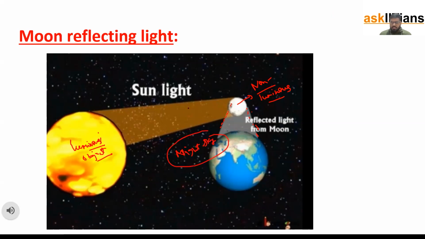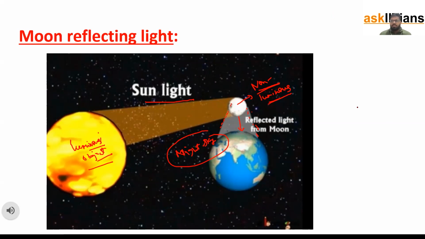So what is actually happening? Sunlight is coming on the moon. It is getting reflected from the moon, and from that reflection, it is reaching the earth. So whatever you see of the moon is due to the reflection of sunlight. That's why the sun is a luminous object and the moon is a non-luminous object, which is visible to us due to reflection.